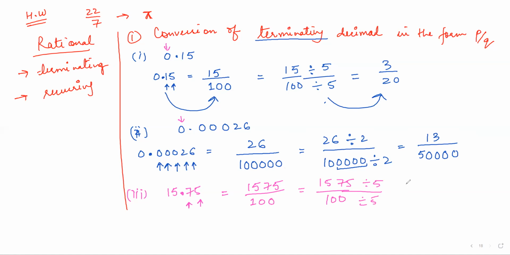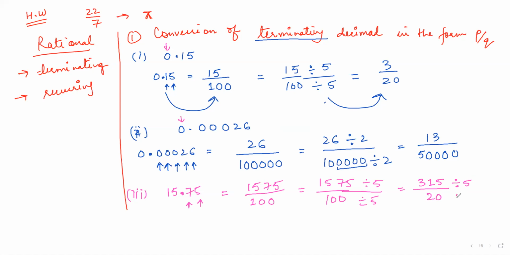So what will it give you? Divided by 5. So 5 into 3 is 15. Then 5 into 1, 315 divided by 20, right? 315 and divided by 20. So again, Adil, you can see both can be divisible by 5.